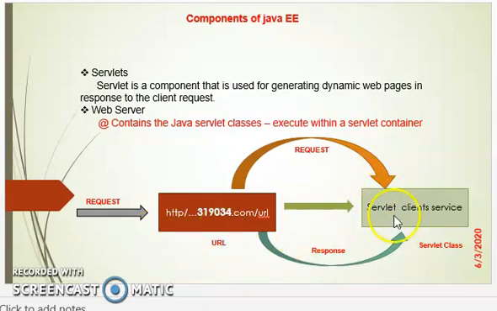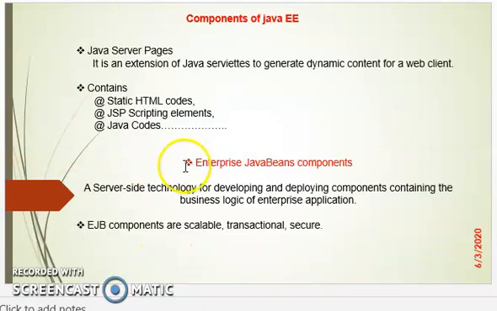In JavaServer Pages, or JSP, the technology is an extension of Java servlet technology to generate dynamic content. A web page contains static HTML code, JSP scripting elements, Java code, and enterprise JavaBeans components. We will discuss JSP in detail later.